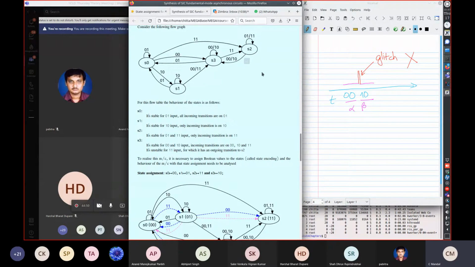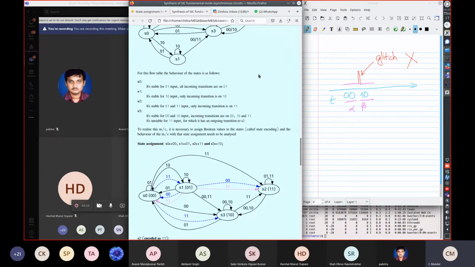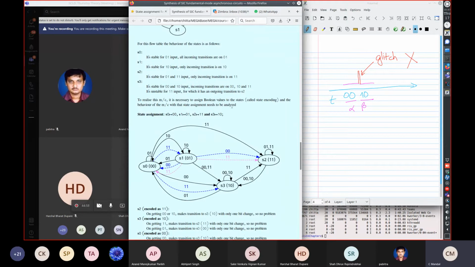Okay, so now we are considering some state encodings. So you have got states S0, S1, S2, and S3. These are symbolic states, and we are considering certain encodings. The encoding for S0 is 0, 0, encoding for S1 is 0, 1, encoding for S2 is 1, 1, and encoding for S3 is 1, 0.